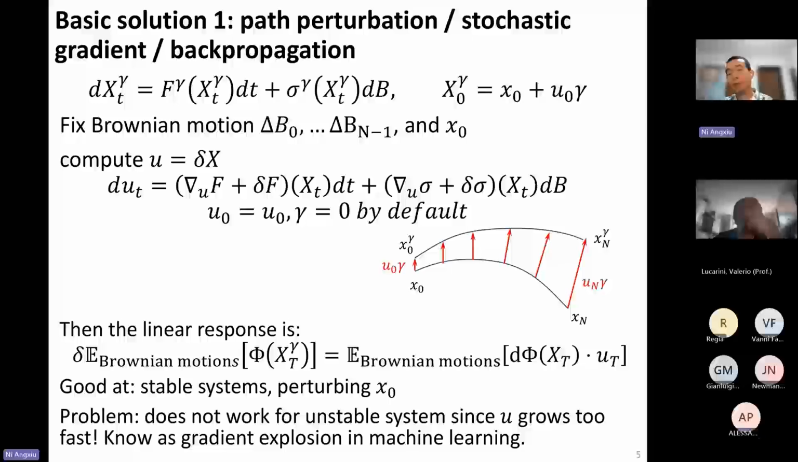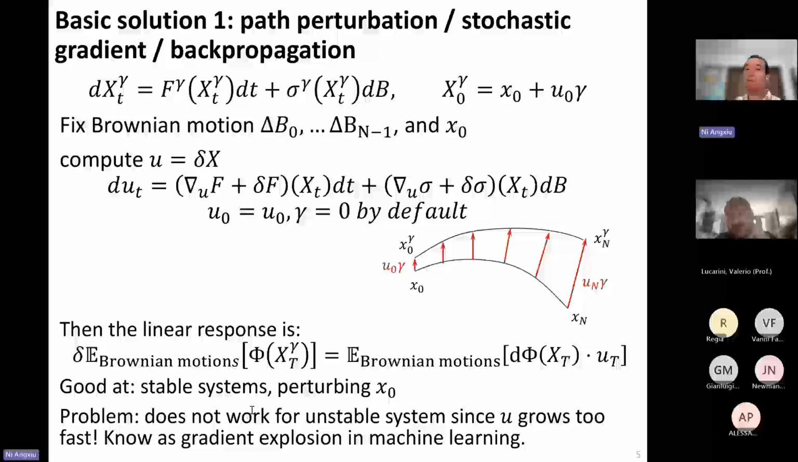But the problem with this approach is that it does not work when the system is unstable or has expanding directions, because with this pathwise perturbation, the difference between these two orbits or paths would grow too fast, and your computational cost would be too large. Or if you're a pure mathematician, you would say that convergence is the issue. This issue is also known in machine learning jargon as the gradient explosion phenomenon. So it's good for stable, but bad for unstable systems. Okay, so that's the first basic solution.